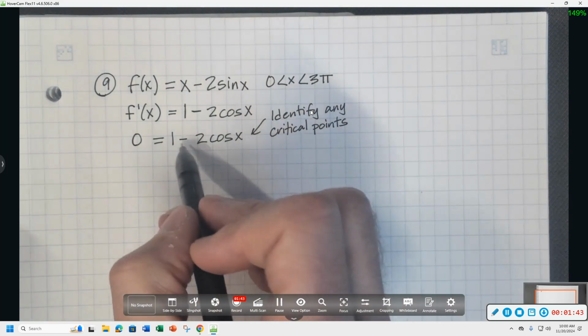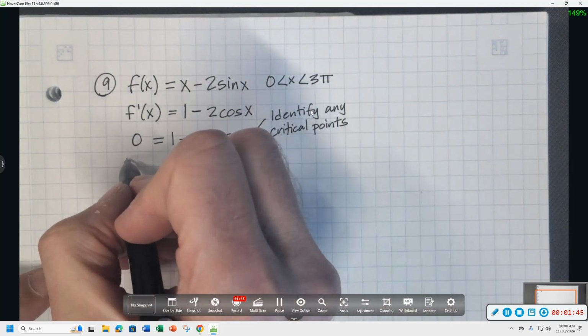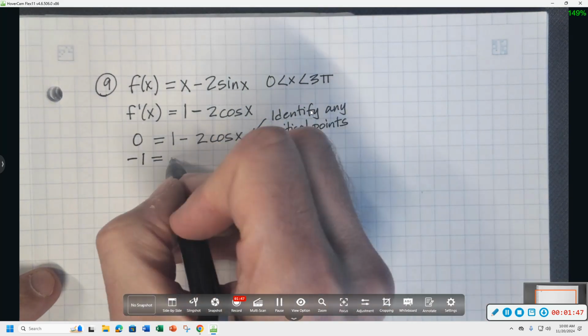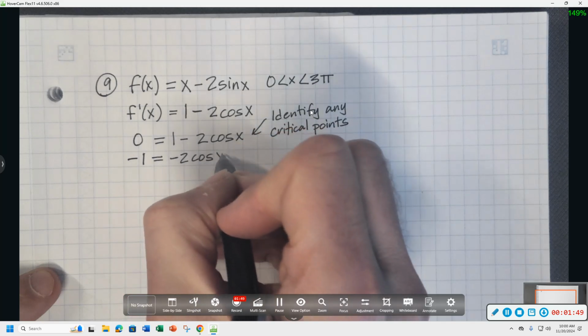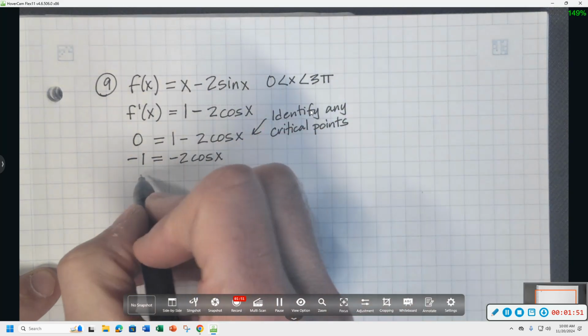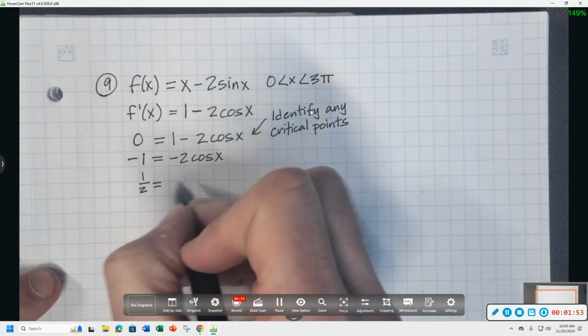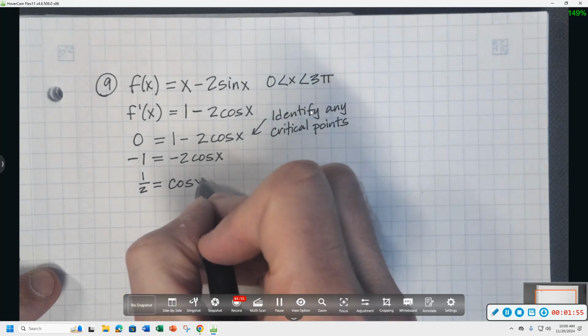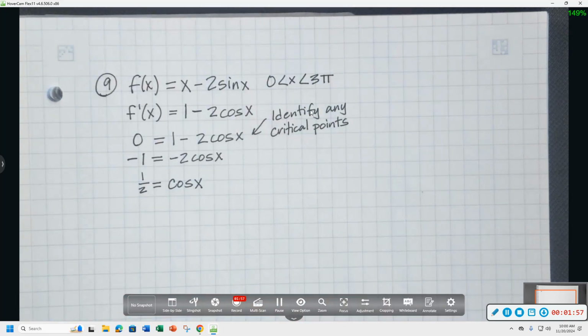Subtract 1. Divide by negative 2. Right? So I take 1 away. I divide by negative 2. And I am thinking about all of the places where cosine of x is equal to 1/2. So where does cosine of x equal 1/2?